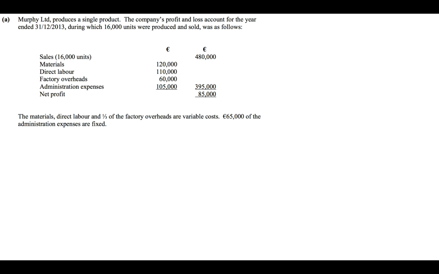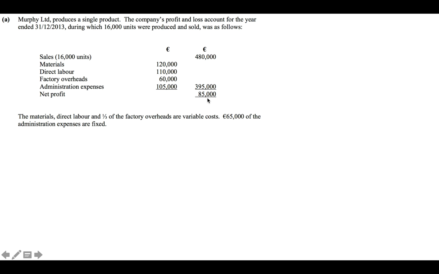So you've got your sales, 16,000 units, and the total there is 480,000. You've got materials, 120,000 euro. You've got direct labour, 110,000 euro. You've got factory overhead, 60,000 euro. You've admin expenses, 105,000 euro. Altogether, you can see you have costs of 395, which when you take that away from your sales, you've got a net profit of 85,000.